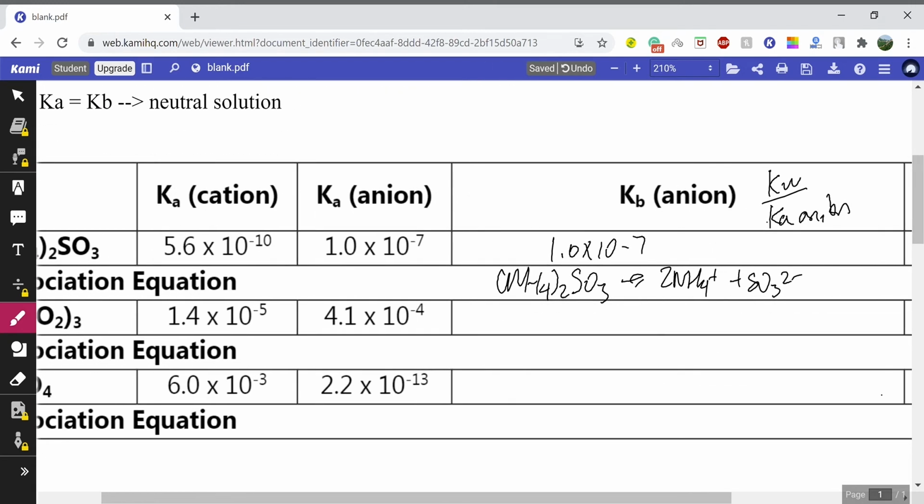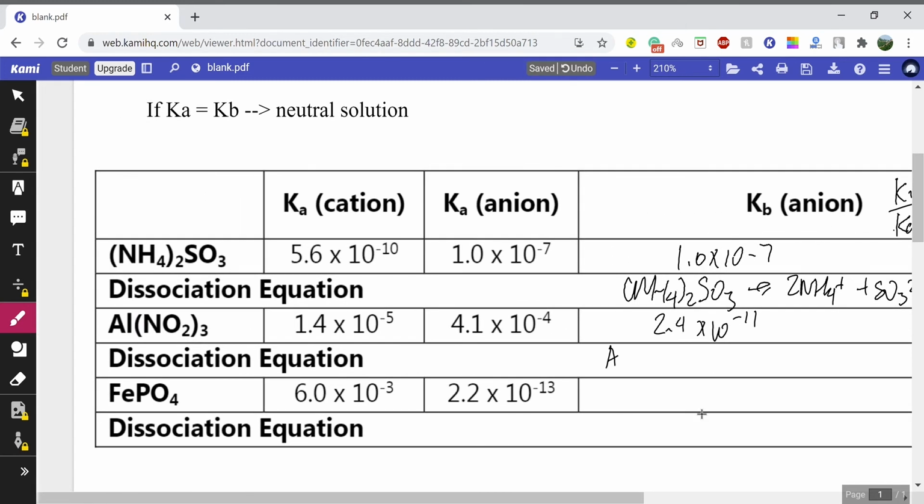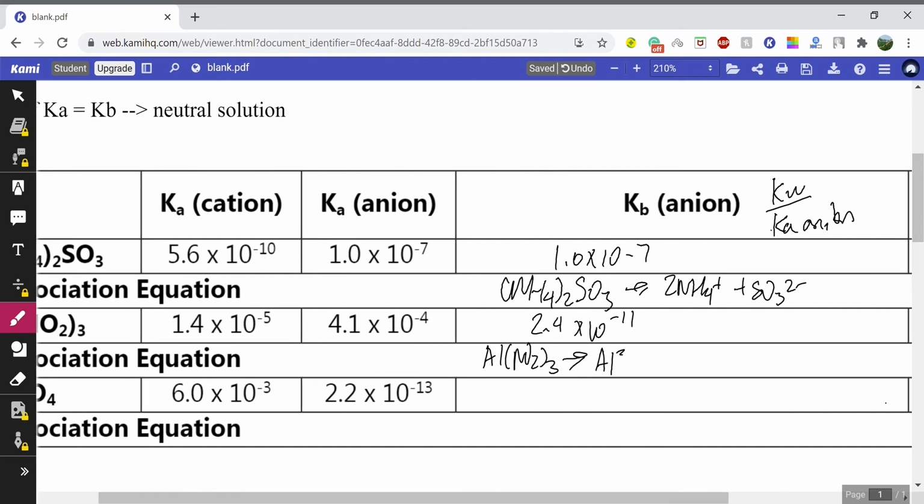Now next question, we're going to use the same method to find the Kb of the anion, which is going to be 1.0e to the negative 14th divided by Ka of the anion, 4.1e to the negative 4th, which will give us 2.43 times 10 to the negative 11th. Now the dissociation equation, we're dealing with Al(NO2)3. So this will just dissociate into Al3 plus and 3 NO2 minus.